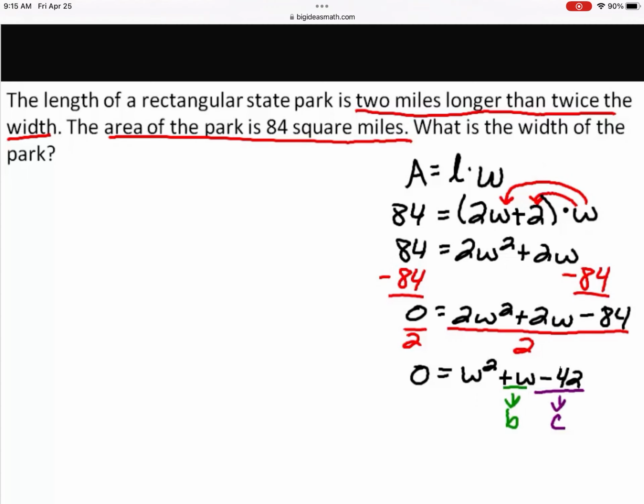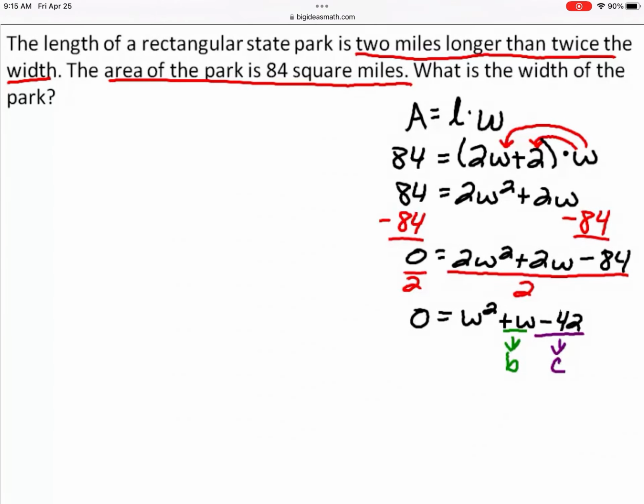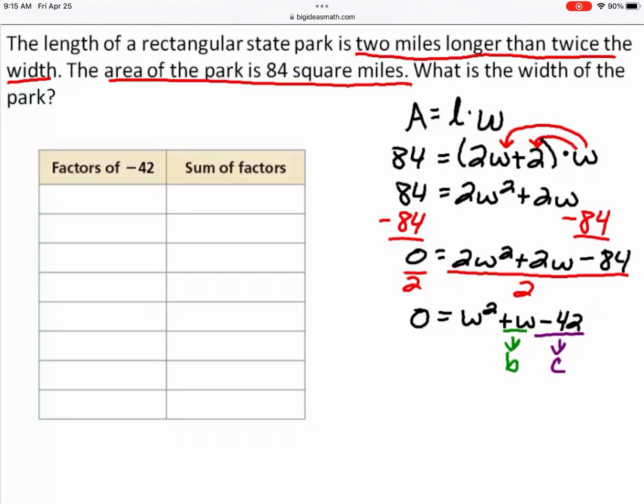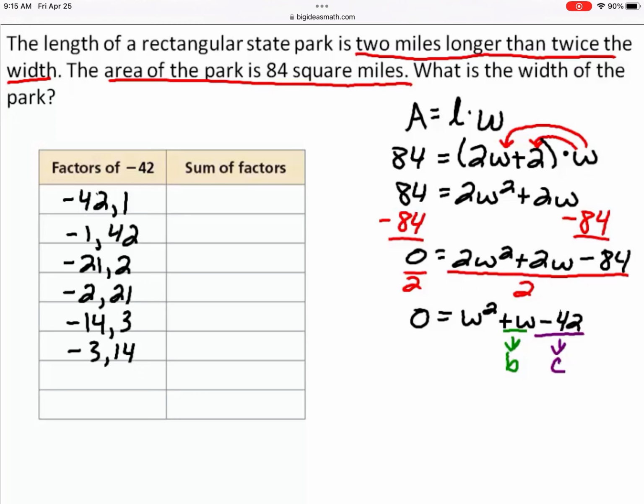Because C is negative, the factors P and Q must have different signs so that PQ is negative. So find two integer factors of negative 42 whose sum is 1. The integer factors of negative 42 are negative 42 and 1, negative 1 and 42, negative 21 and 2, negative 2 and 21, negative 14 and 3, negative 3 and 14, negative 7 and 6, and negative 6 and 7.